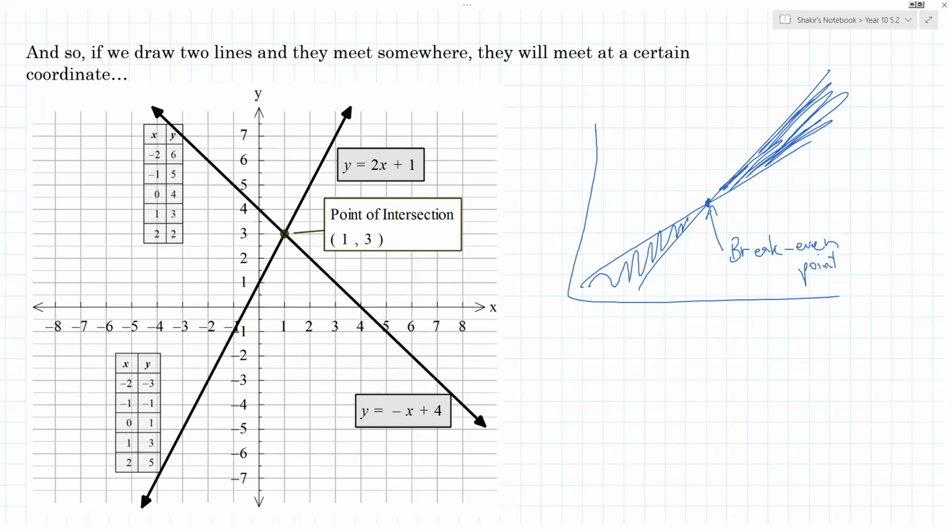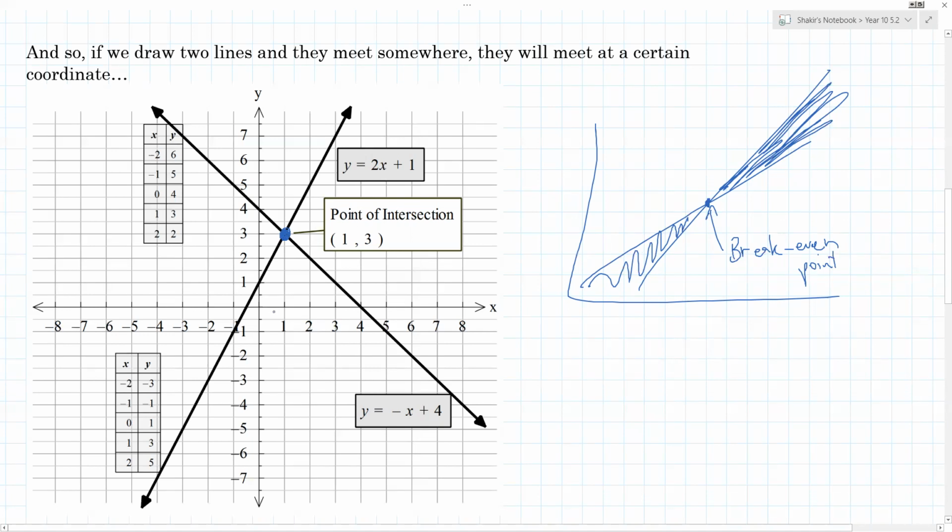Anyway, moving on. If we draw two lines and they meet somewhere, they'll meet at a certain coordinate. That's known as the point of intersection, such as over here. And clearly we can see the point of intersection of these two lines is (1, 3). We can look at it visually, graphically, and say, okay, this is where they're meeting. What are the coordinates of where they're meeting?